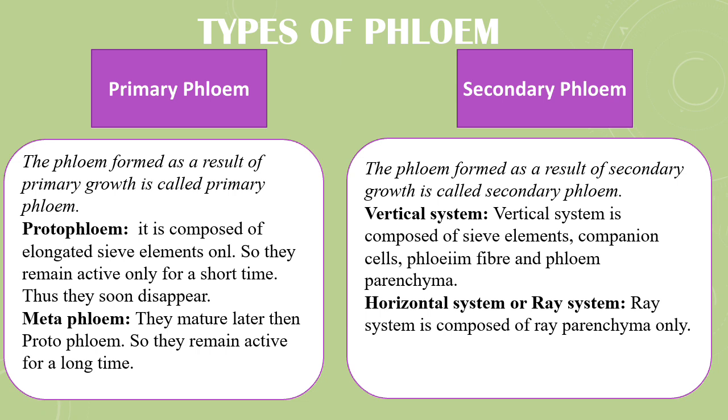Vertical system. It is composed of sieve elements, companion cells, phloem fibers and phloem parenchyma. Horizontal system or ray system. Ray system is composed of ray parenchyma only.